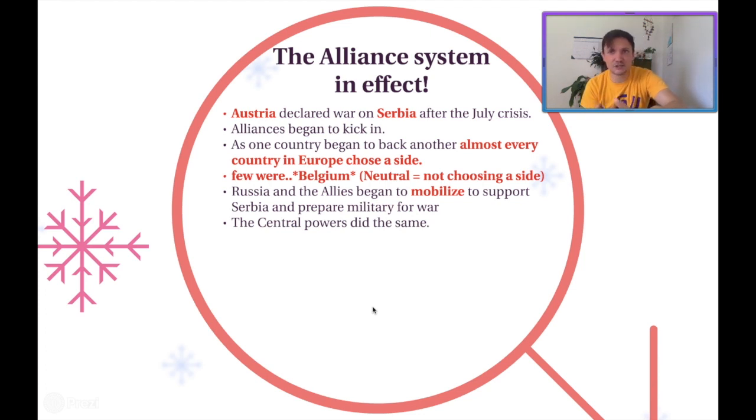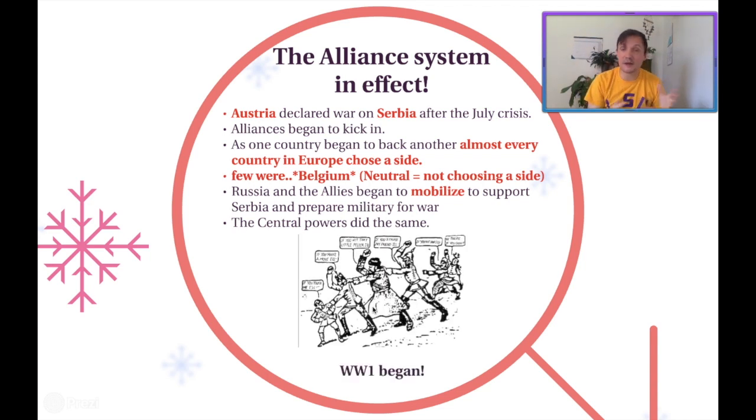And as they began to choose sides, some countries remained neutral. One of the biggest and most important ones that remained neutral is not Switzerland, calm down, it's the Belgians, all right? The Belgians refused to get involved early on, because the Belgians had signed a treaty with Great Britain and Germany earlier, in 1884, saying that they would remain neutral if a war ever broke out, and that they had to be respectful of that neutrality. And so Russia and the Allies began to mobilize in support for the war. The Central Powers did the same.